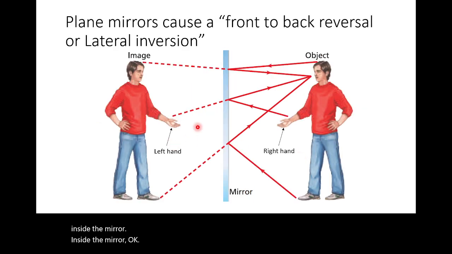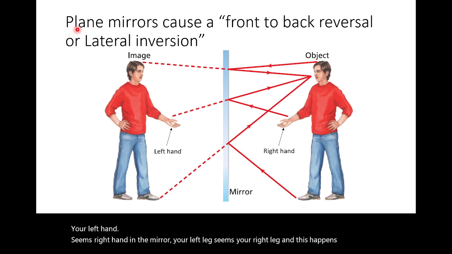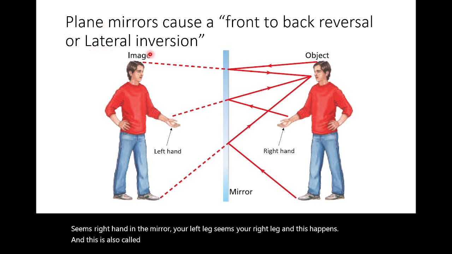Now this is the interesting part of plane mirror. It always makes your image front to back. It means your left hand seems right hand in the mirror. Your left leg seems your right leg. This happens. And this is also called lateral inversion. I repeat, lateral inversion or front to back reversal.